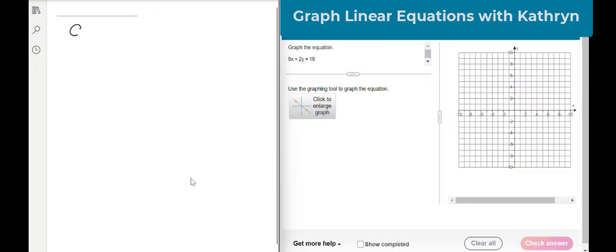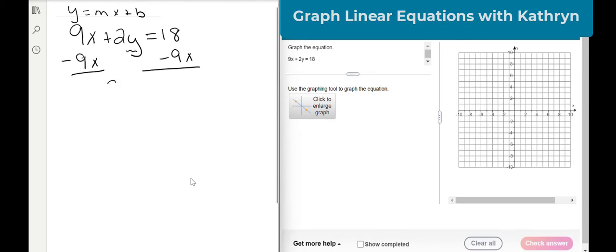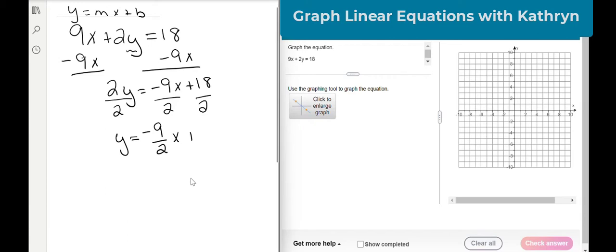So we have 9x plus 2y equals 18. All right. Well, we want it to look like y equals mx plus b. So just like the last one we did, we want to get the y by itself. So I'm going to subtract 9x from both sides of the equal sign. We end up with 2y equals -9x plus 18. Well, we still need to get y by itself, so we're going to divide each piece by 2. So we have y equals, now -9 over 2 doesn't reduce, so we're going to just leave it as -9 over 2, x plus 9.